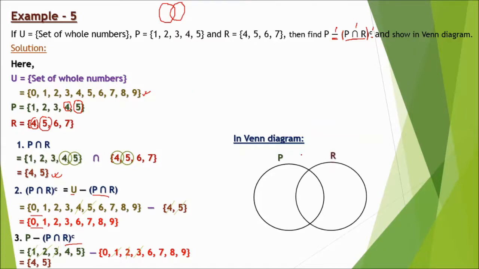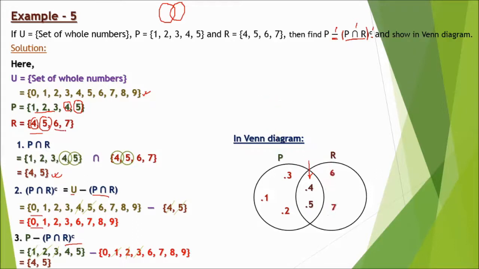Now first you have to fill the elements in this region. This region belongs to common elements 4 and 5. And focus on set P: after 4 and 5 are taken, 1, 2, 3 is remaining. So let's fill 1, 2, 3. And after 4 and 5 are taken, 6, 7 is remaining.